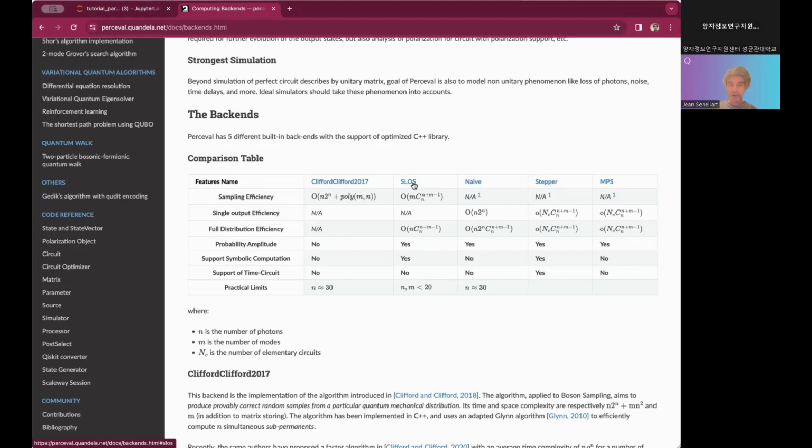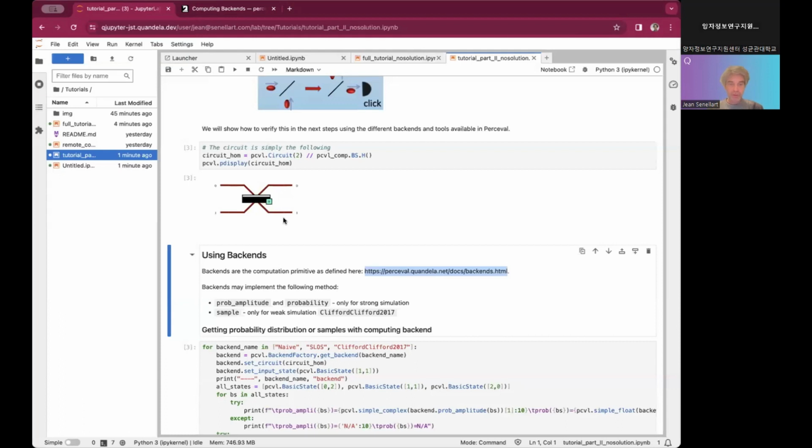SLOS is a super strong algorithm that we have implemented at Quandela. It gives you all the probability amplitudes of your system, and it's very fast. The thing is that if you have a large circuit and a large number of photons, it will fail because it requires a lot of memory. Naive is just the computation of the permanent. I will go through the Stepper a bit later. But this is just maths in some way. We have mathematical tools that help you to make some simulation.